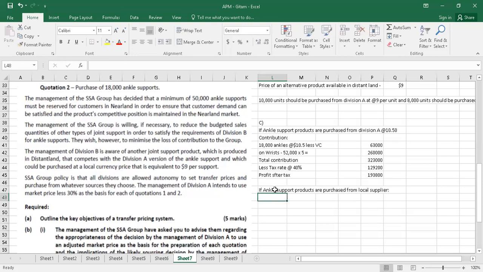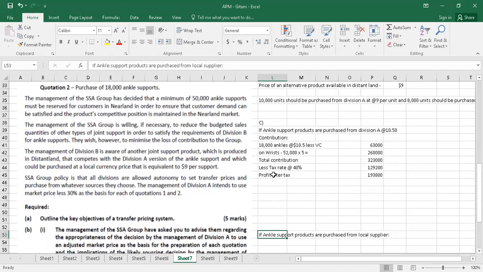No, we need to also see this is the profit aspect from division A's point of view. Right now, division B is also, from division B's point of view, incurring a cost. A is earning this revenue. We are looking at it from SSA's benefit, for the SSA group. So this is for division A. Then cost for division B.